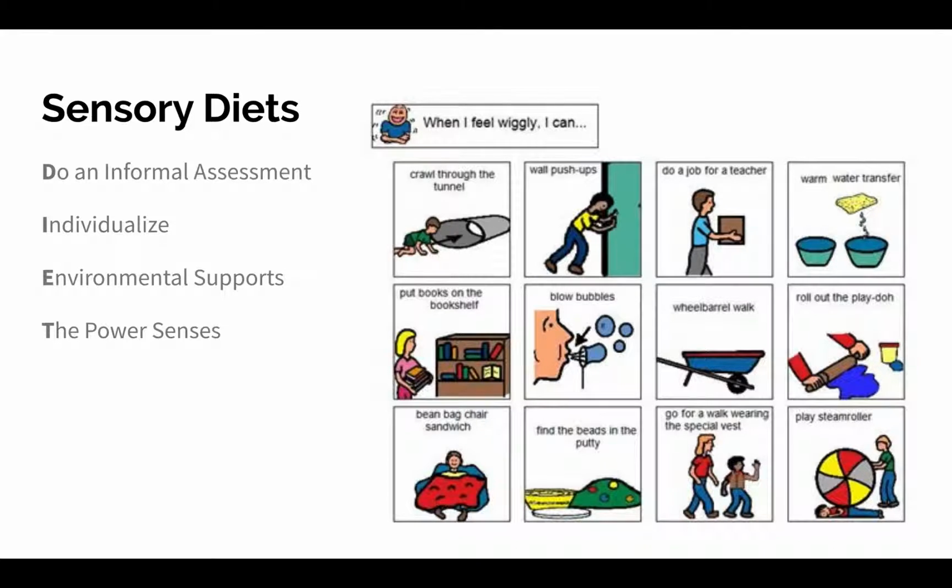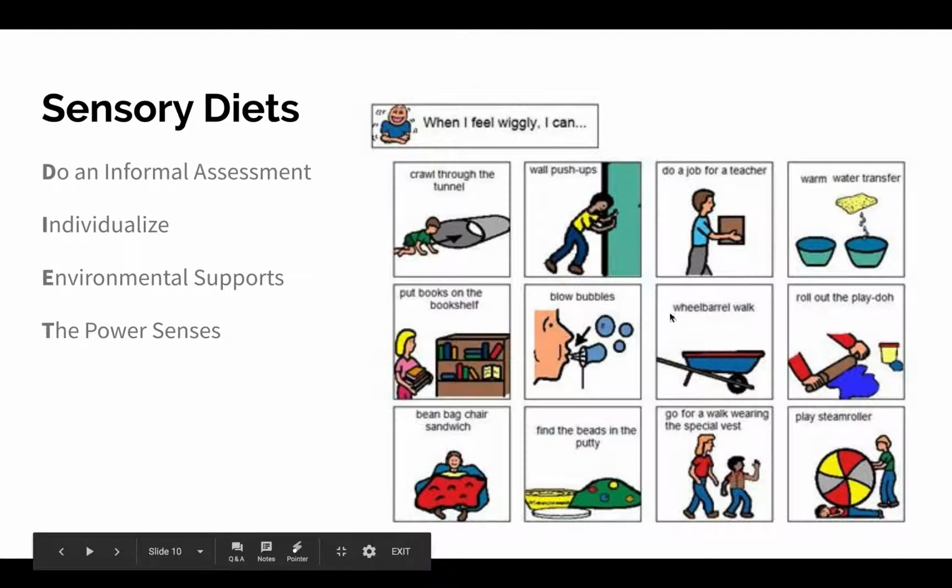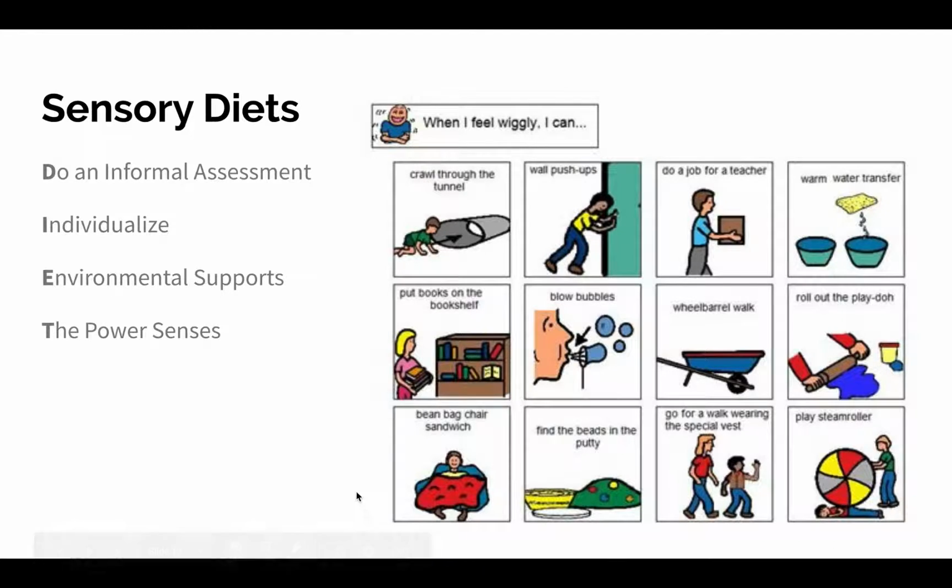One of the big things with sensory integration is having a sensory diet. So what exactly is a sensory diet? DIET stands for: do an informal assessment, individualize, environmental supports, and the power senses. Basically, it just means that the student is going to have parts of their day or schedule to have a break and have sensory input, whether it be in the form of blowing bubbles, playing with a steamroller, going for a walk with a special vest, being in a beanbag chair sandwich, using weighted blankets or a weighted vest, doing wall push-ups, anything just to get that sensory input.